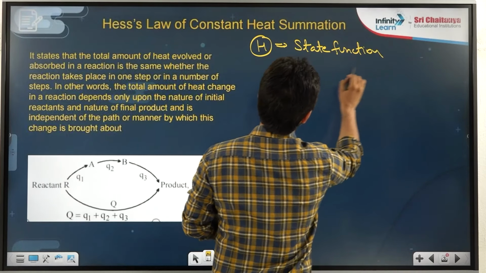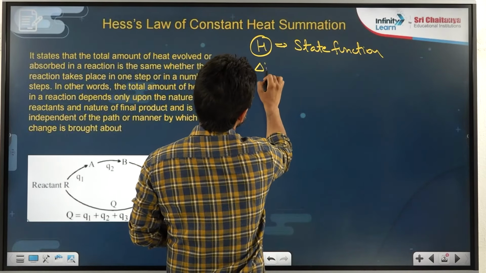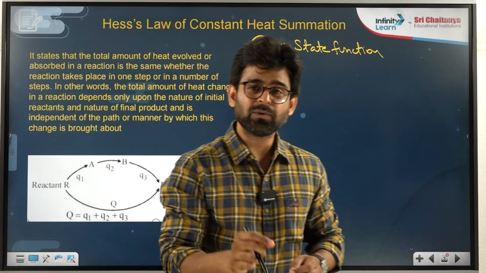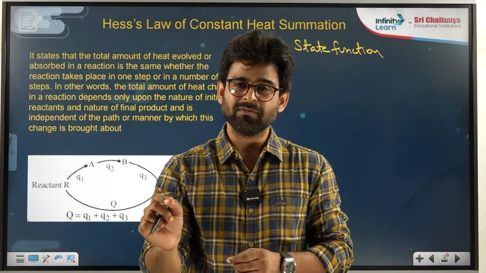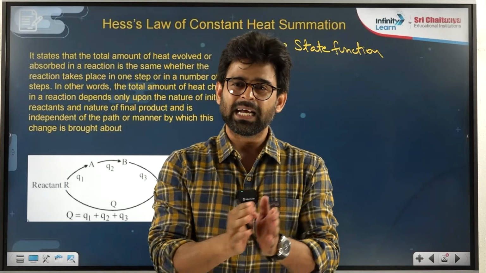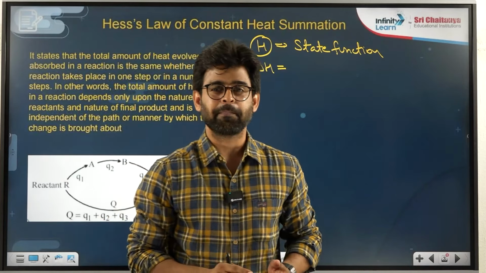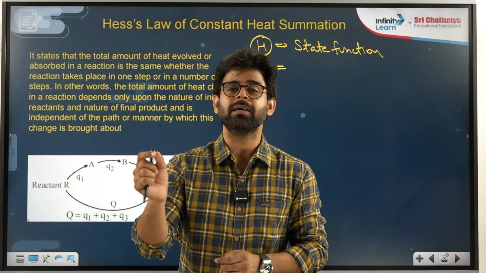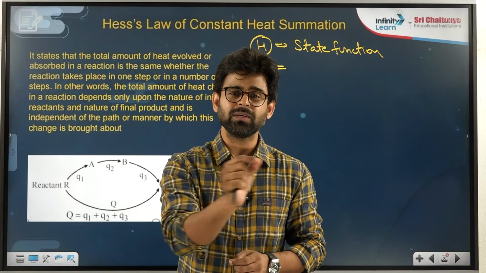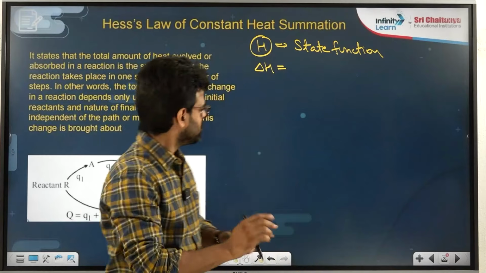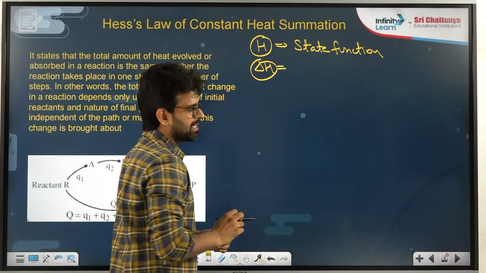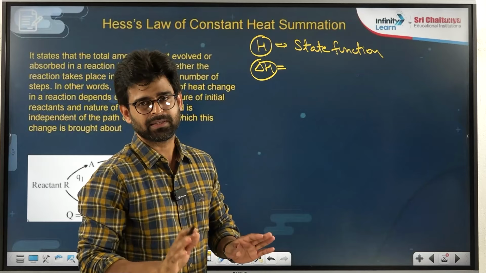right? That's why if I say the enthalpy change delta H will depend only on the initial state from where we are starting and the final state where we are ending. It will not depend on the path which I am taking to go from state 1 to state 2. Clear? So that's why you can say delta H value is independent of the path, right?